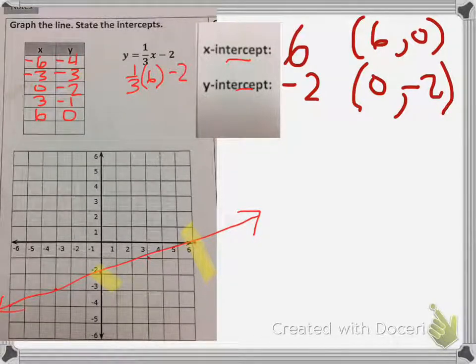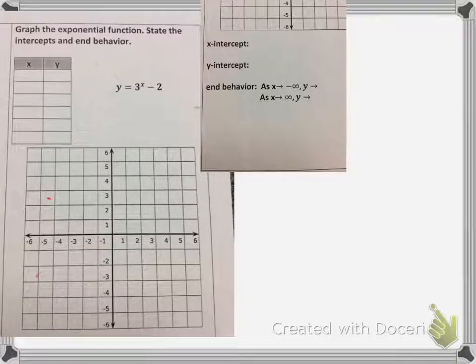All right, let's take a look at our next one. This one is not linear anymore. You can tell because of this power up here on that value of 3. So again, I'm going to pick some numbers here to substitute into this equation. You can really pick anything you want, but I would definitely pick some positive and some negative numbers.